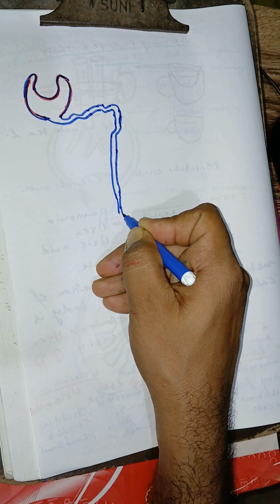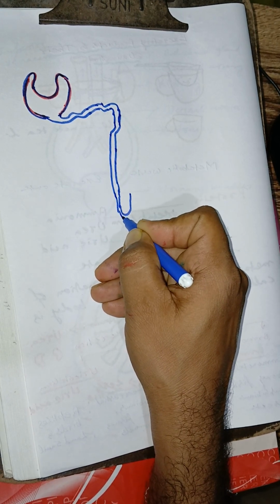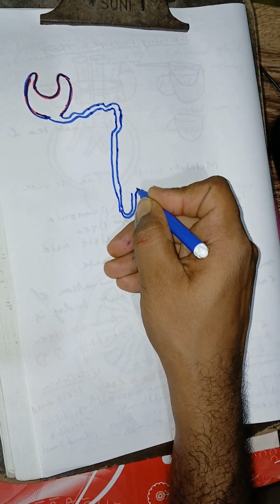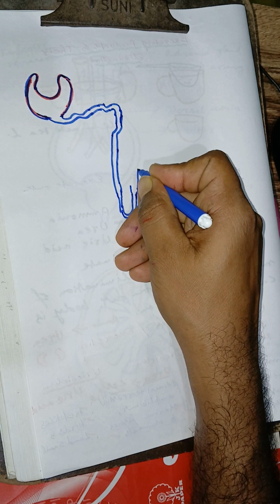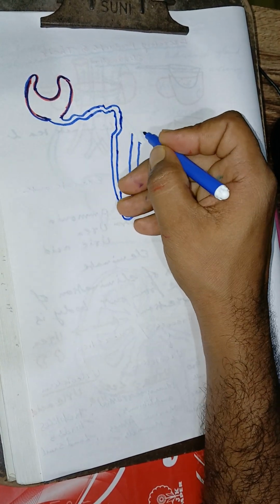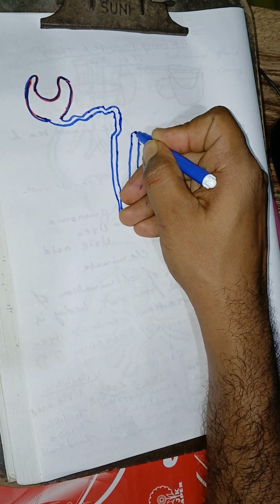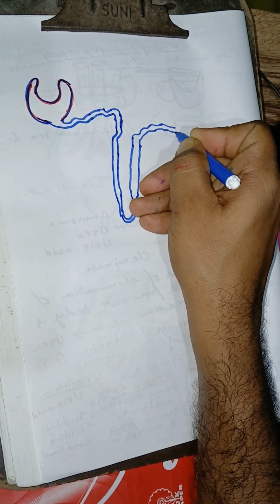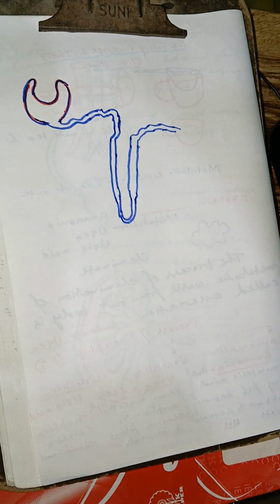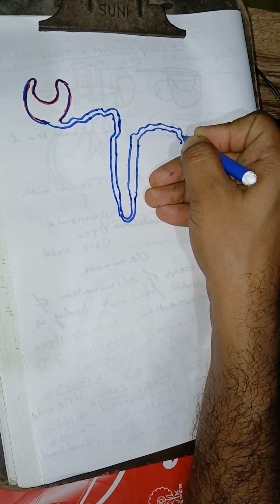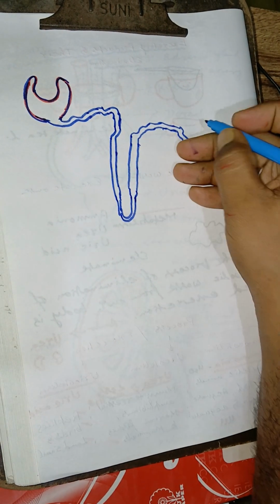This is the descending part of the loop of Henle, and this is known as the ascending part of the loop of Henle. After that, this region is known as the distal convoluted tubule, and the distal convoluted tubule is joined with the collecting duct.